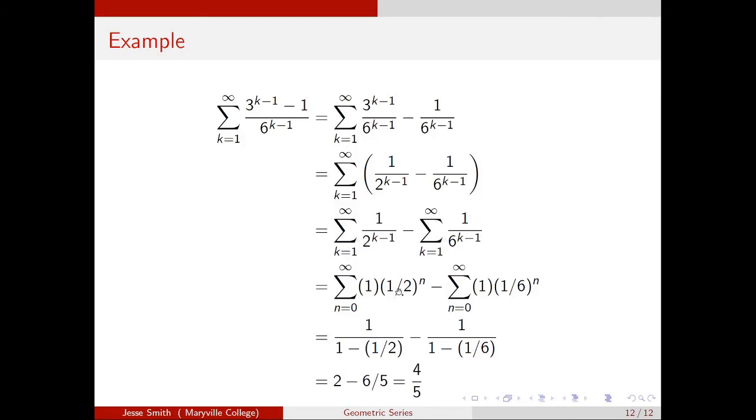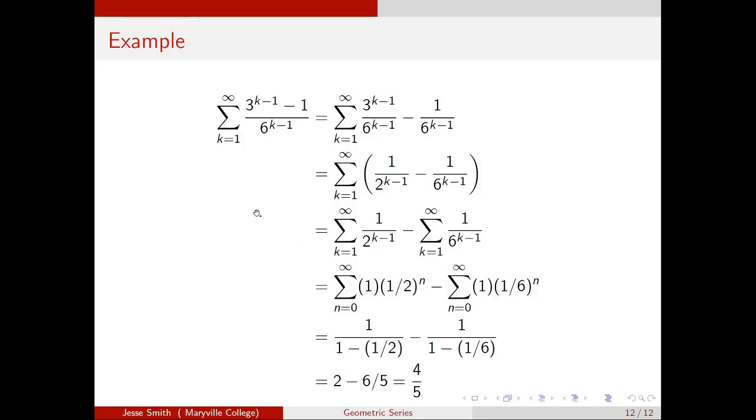With a little bit of inspection, you can see that this is actually a geometric series. This is the same as doing 1 times 1 over 2 to the k minus 1, or if you rewrite it so that it looks like the standard geometric series, 1 over 2 to the n. The same thing is true for the second series. So that first series is a geometric series with a equals 1 and r equals 1/2. And the second is a geometric series with a equals 1 and r equals 1/6. Both of those have an r of absolute value less than 1, so they both converge. This tells me that this move was valid.